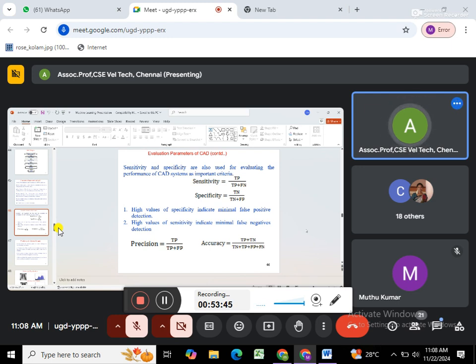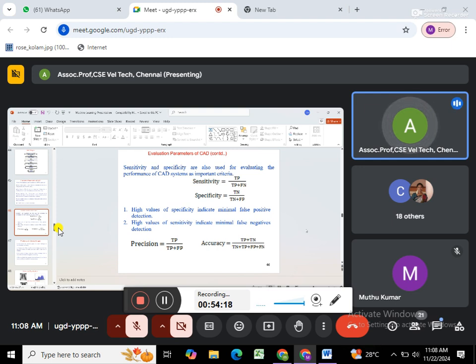One is called the precision parameter, another is called the accuracy parameter. What is precision? I already told that precision we have to calculate: true positive divided by true positive plus false positive. And accuracy you need to calculate, having calculated the specificity and sensitivity in your research. These values you have to incorporate and show in your slides: how much specificity you have calculated, how much sensitivity, and how much accuracy rate you have got for that input image.